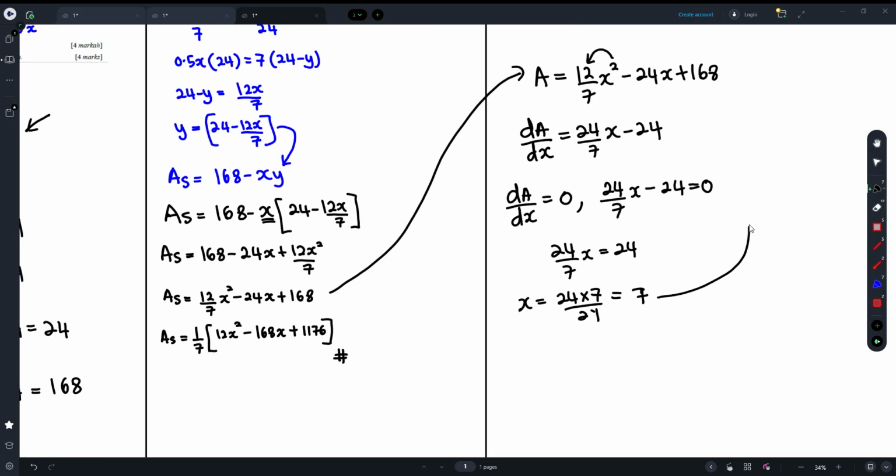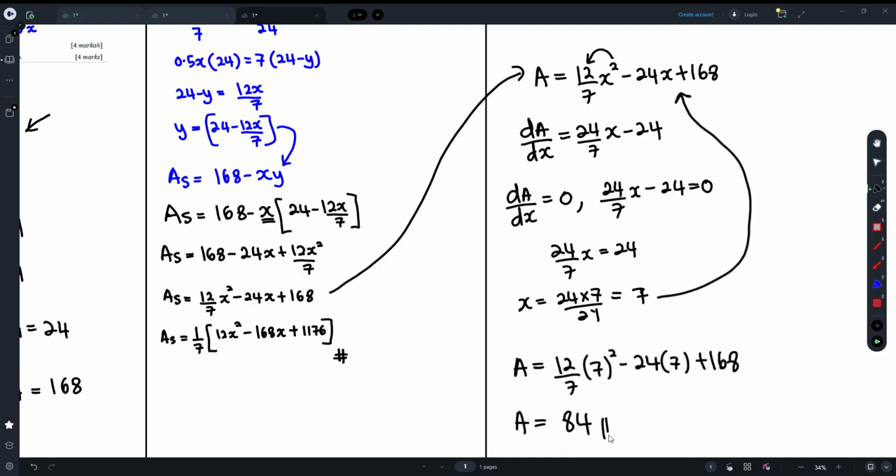So we have to take this 7 and put back into the main equation. So the area will be equivalent to 12 over 7 times 7 square, minus 24 times 7, plus 168. We'll end up getting the minimum area will be equivalent to 84. And that is the end of the question.